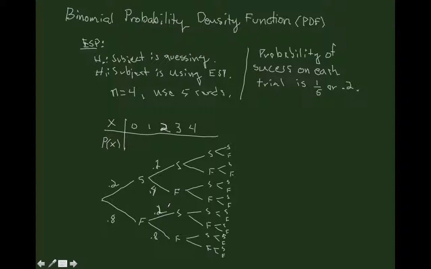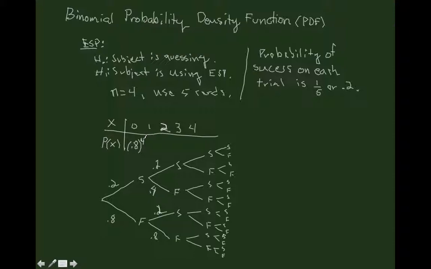So now I can use the tree to come up with these probabilities. If you notice, the only way we're not going to have any successes is if we have 4 failures in a row. So that's going to be 0.8 times 0.8 times 0.8 times 0.8. So the probability of no successes is 0.8 to the 4th power.